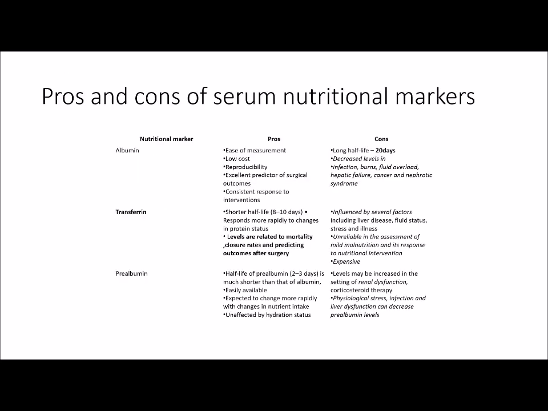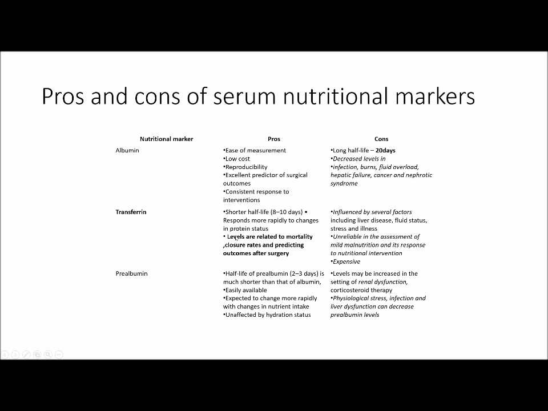So if you look at the pros and cons of serum nutritional markers, the three markers that are commonly used are albumin, transferrin, and prealbumin. I said earlier, probably transferrin is the best one. Why? Because albumin and prealbumin suffer from cons, that is, disadvantages. Albumin has a half-life of almost 20 days, and it decreases in infection and hepatic failure. Similarly, prealbumin, although it has the shortest half-life of 2 to 3 days, has levels that can be altered because of a number of pathologies, and that is why transferrin, with a half-life of 8 to 10 days, is the better marker among these three.